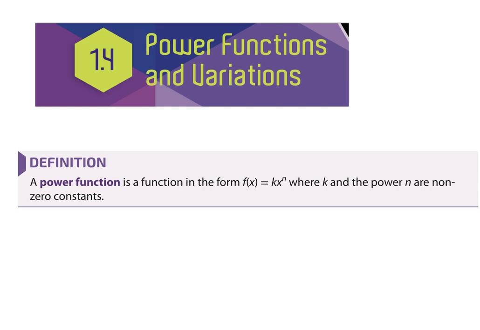Power functions. A power function is a function in the form f of x equals k times x to the n, where k and the power n are non-zero constants. So all they're saying is that the only variable in this equation is the x. Even though it looks like you have variables, they're just representing that it's going to be some number times x, and x is going to be raised to some number, okay?